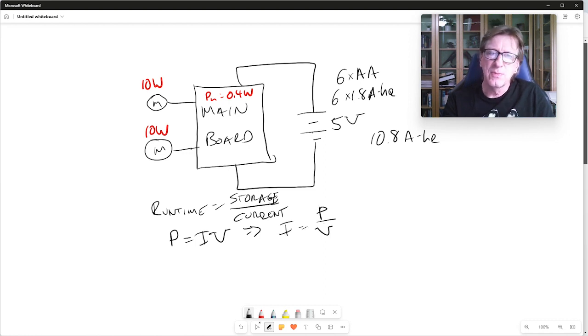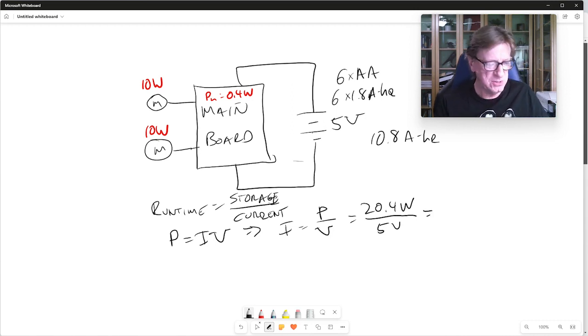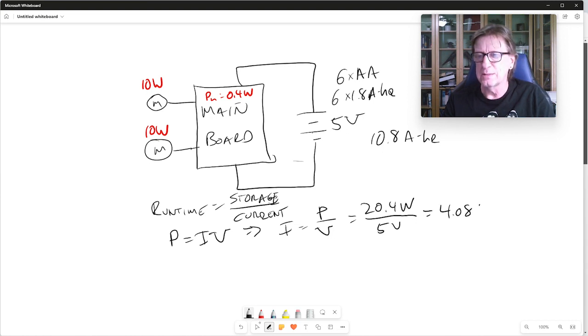All right, now the battery here and the main board are having to provide power for both of the motors and for the main board itself. So our total power here is actually 20.4 watts. Make sure you understand why that's true. It's still going to be 5 volts. And so when you divide that out, just punch it into your calculator real quick. And when I did this, I got 4.08 amps.